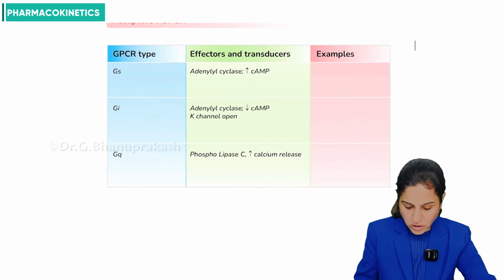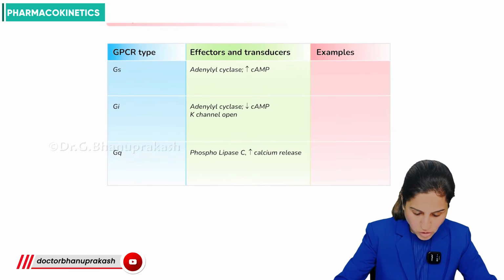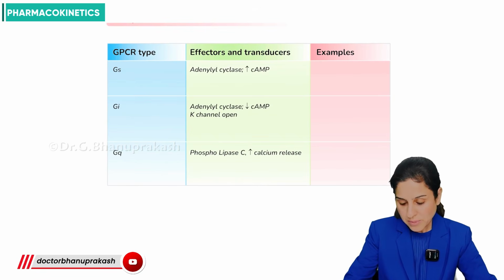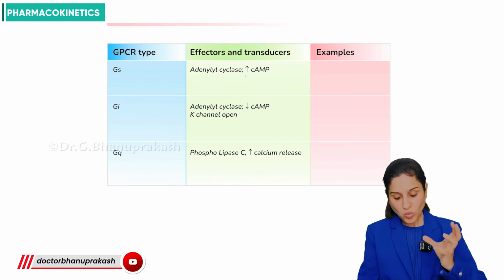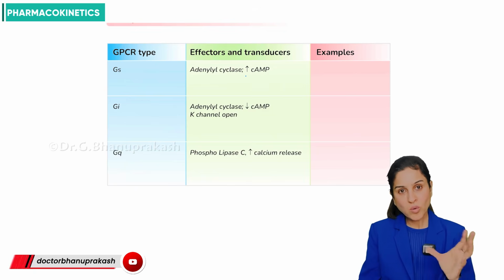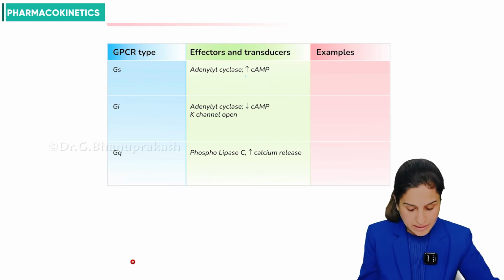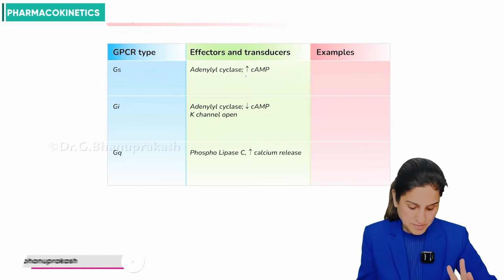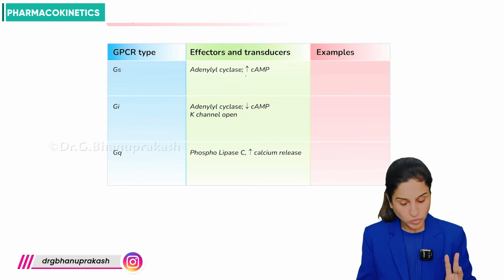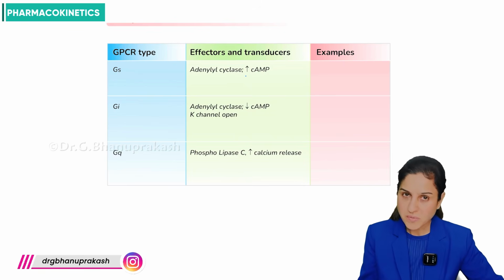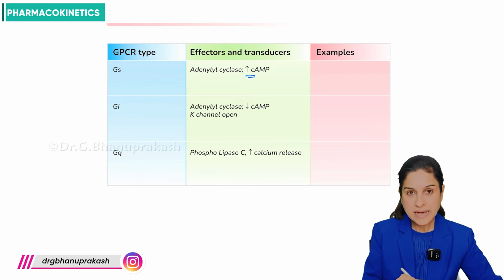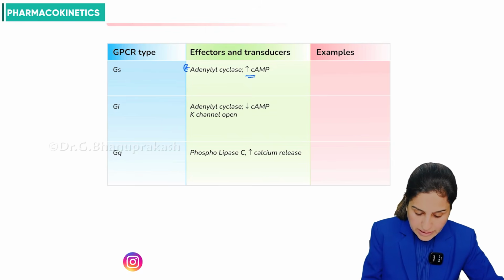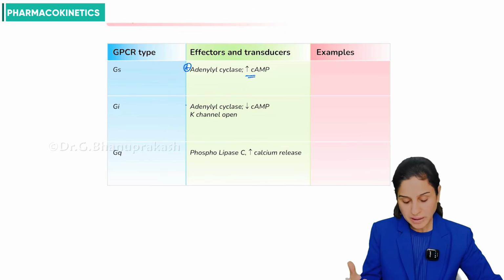All right. So moving on to another important topic, that is the receptor type. Sometimes exams have questions asking you to identify the type of transducer system or the type of receptor. So we have the G protein coupled receptors, which are mainly of three types, Gs, Gi and Gq. Their transducer systems vary. With Gs, there is an increase in adenylyl cyclase, they stimulate the adenylyl cyclase and increase the cyclic AMP.